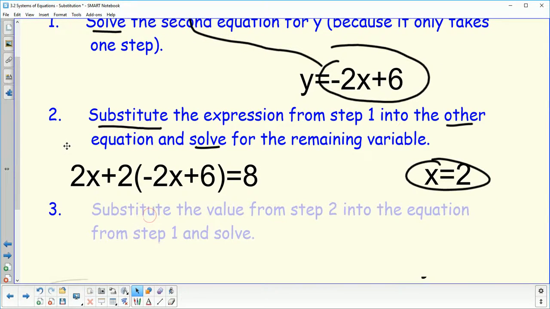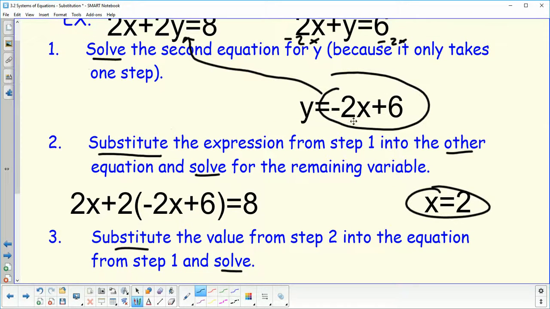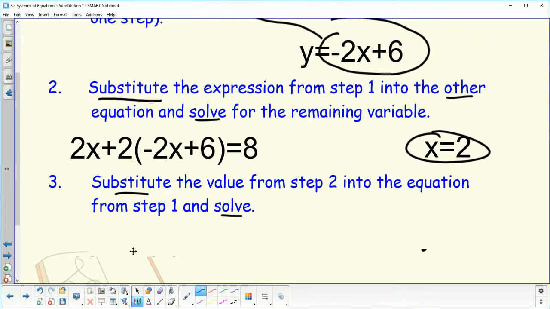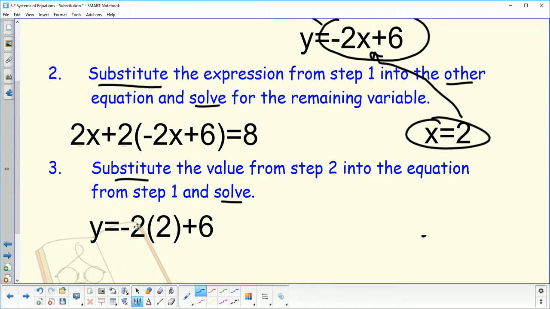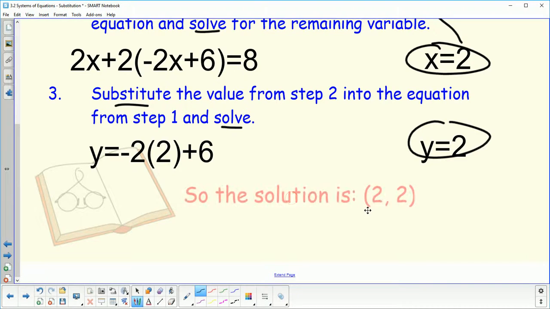Now we're going to do that substitute and solve piece again. I want to substitute this into either equation, but it's easiest to substitute into the equation where we have y equals, because we're not going to have any solving then, only some simplification. So I took my x equals 2 and substituted that back in. Nothing else has changed. We kept the y, the equals, negative 2, changed my x to 2, plus 6. I can multiply negative 2 times 2 and then add 6, and I get that y equals 2 as well. Those two pieces are your solution. We write them as an ordered pair, just like our point of intersection from the last unit. So our solution is (2, 2).